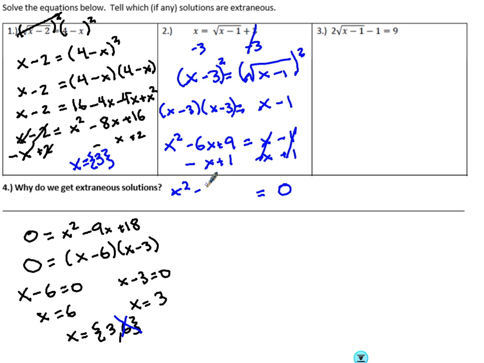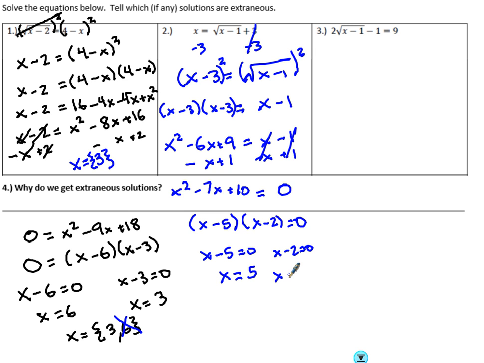X squared minus 7x plus 10 equals 0. This equation once again factors nicely into x minus 5 times x minus 2. Setting both factors equal to 0, we end up with the solutions of x equals 5 and x equals 2. But once again, we're unsure if both of those are solutions or if none of them are, or even if just one of them is.